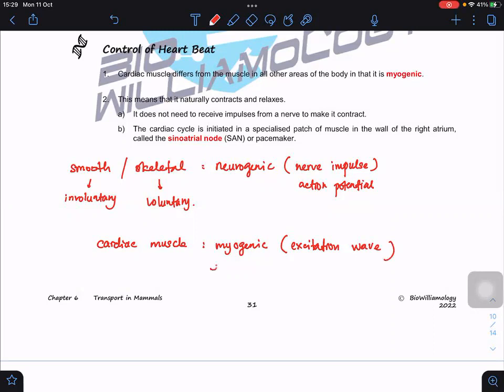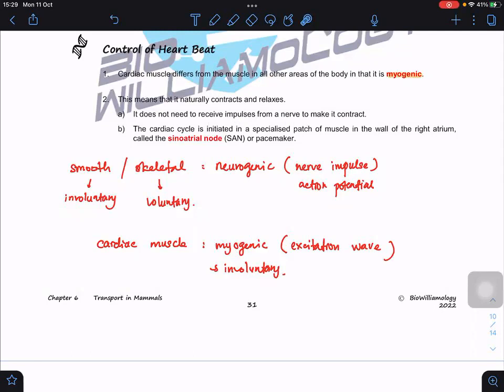And they are involuntary. Luckily, it means that we do not need our conscious regions of the brain to keep on reminding our heart to contract. If one day you forgot to ask your heart to contract, then that's all, forever. Are you clear? So we do not need to use our conscious regions of the brain to instruct our cardiac muscle, because they are myogenic, they are involuntary. So I say that they are myogenic, highlight. So how do we initiate contraction and relaxation in our heart? Generally, they do not need to receive impulses from the nerve to make them contract, because they are not neurogenic, they are myogenic.